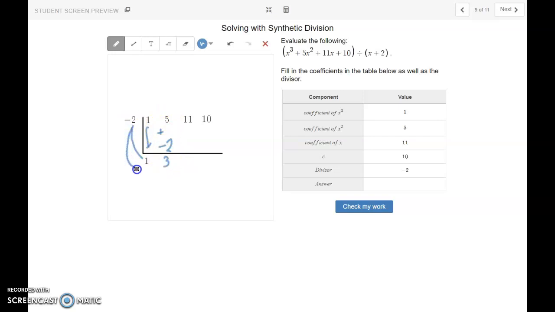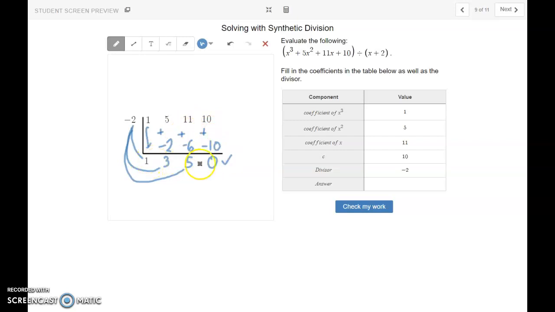Next I'm going to multiply 2 times 3. I'm sorry, negative 2 times 3. Negative 2 times 3 is negative 6. Now I'll add these together. 11 minus 6, or 11 plus negative 6, same thing, is 5. Last thing, multiply 2 times 5. Negative 2 times 5 is negative 10. I'm going to add 10 and negative 10. I'll get 0. Okay, good.